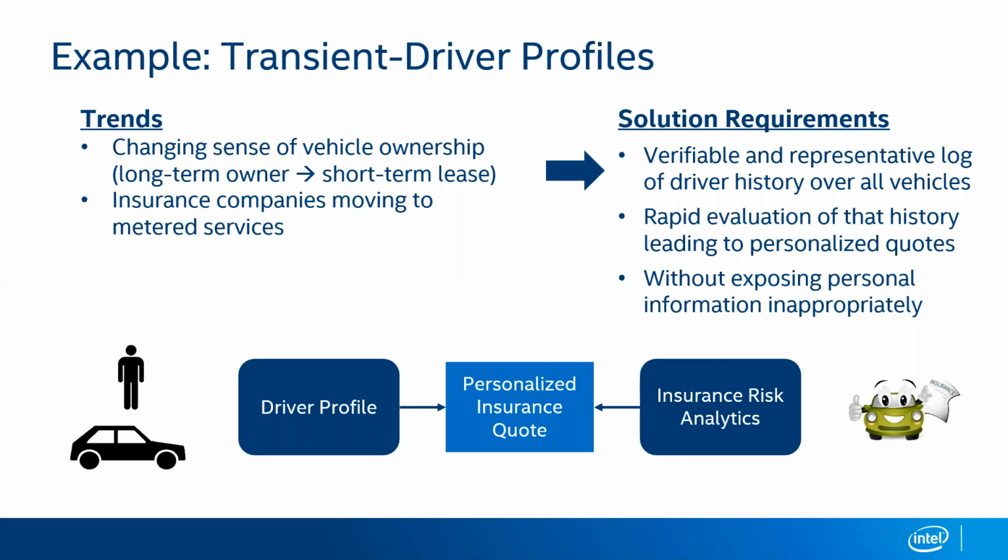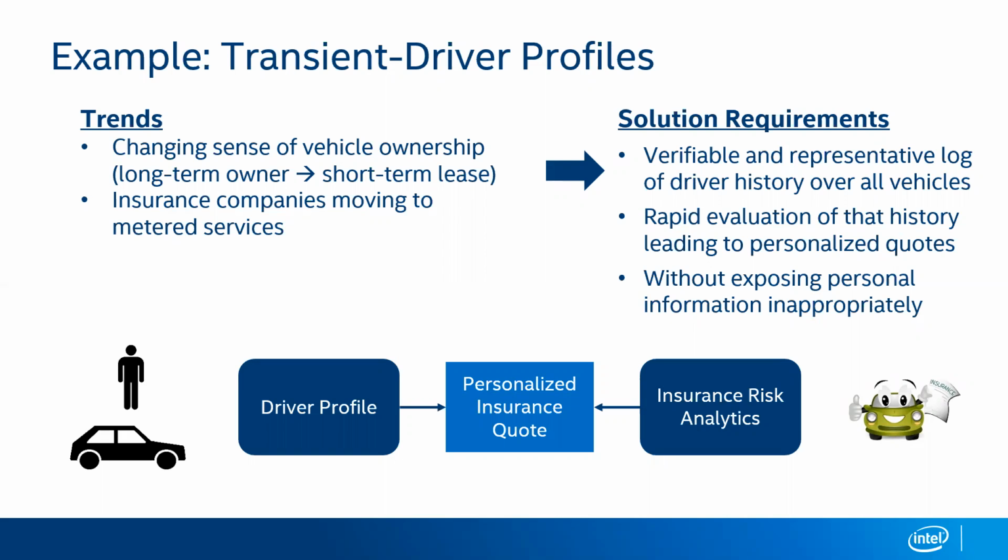But in many places, there's been a very strong transition to short-term leases. You can think in the US of things like Zipcars, or other kinds of ride-sharing techniques. And the problem is that the insurance company has no way of putting together a realistic, verifiable profile for the drivers, given that the drivers are moving back and forth amongst all of these vehicles. None of that information is reported back to the insurance company.